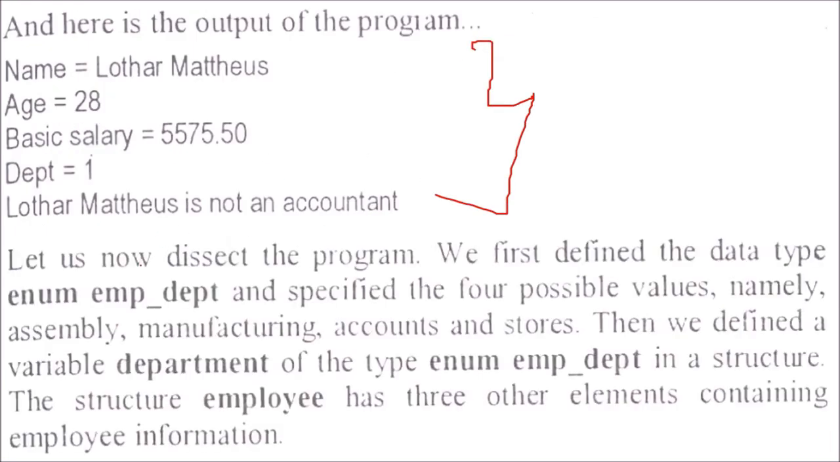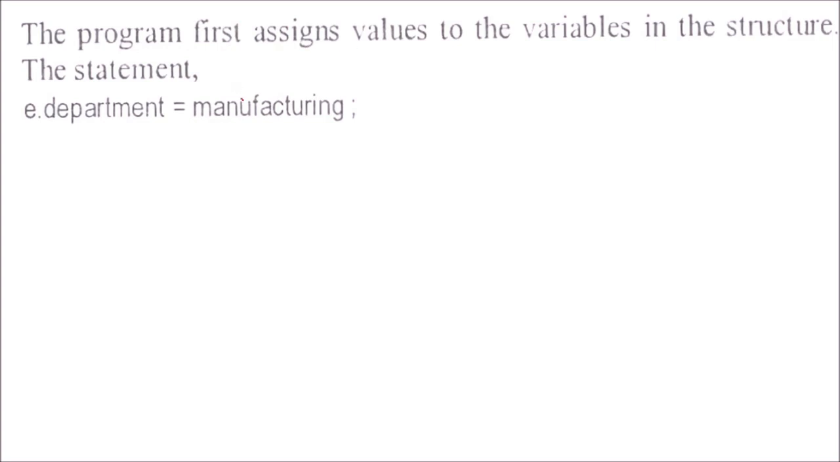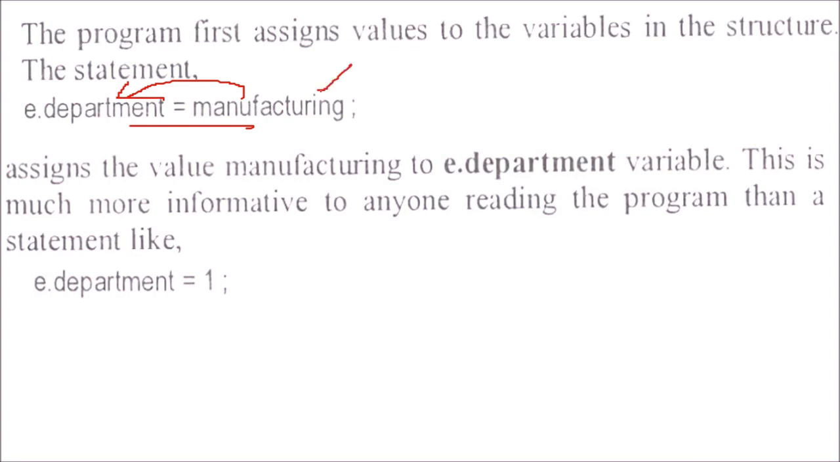Now, in this program, first we define the EMP department with 4 possible values: assembly, manufacturing, accounts and stores. Then we defined a variable, as you saw in the program, department, of type EMP department in a structure. The structure employee has 3 other elements apart from the employee information. Now, the program first assigned the values to the variables in the structure. The statement of this kind is assigning the value of manufacturing to the e.department variable. So this is much more informative to anyone reading the program rather than just saying that e.department is 1. What is 1? We are not able to understand 1, but we are able to understand what is manufacturing. So this is how enum works for us.